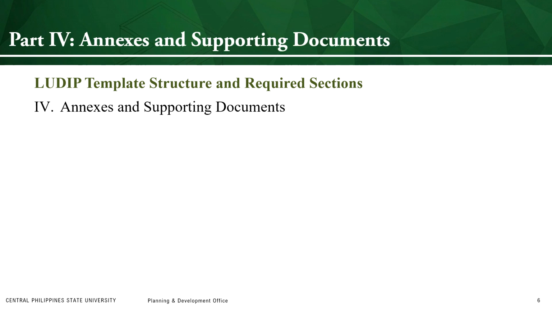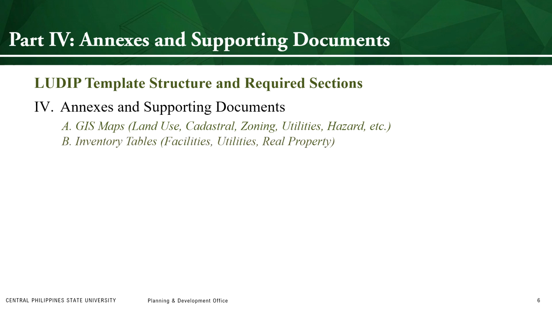Finally, Part 4, Annexes and Supporting Documents, is where you attach all the evidence that supports everything you've written. The required annexes include Annex A, GIS maps, land use, cadastral, zoning, utilities, hazard, and more. Annex B, inventory tables, facilities, utilities, and real property. Annex C, architectural designs and cost estimates for dormitories and housing.